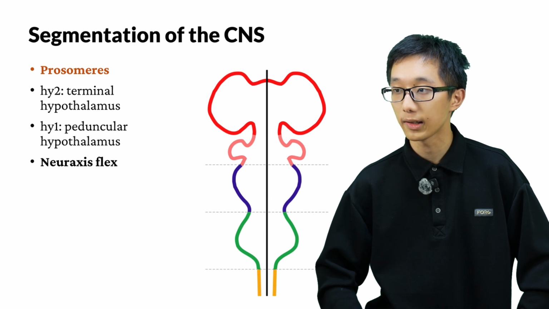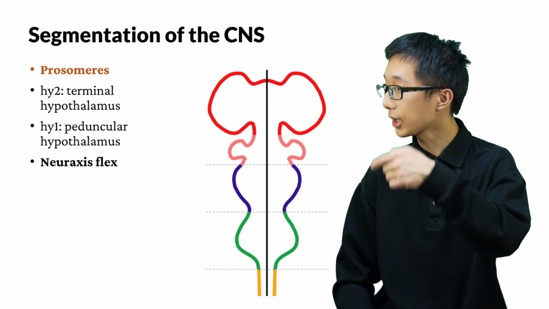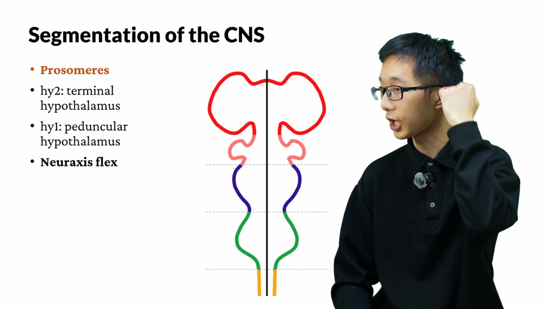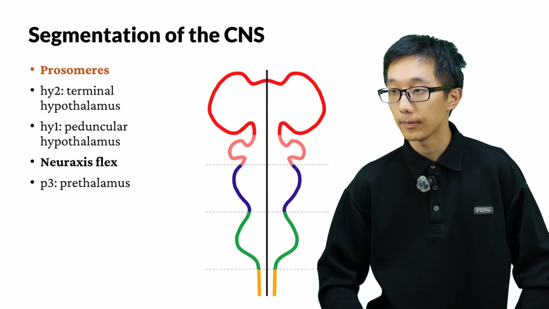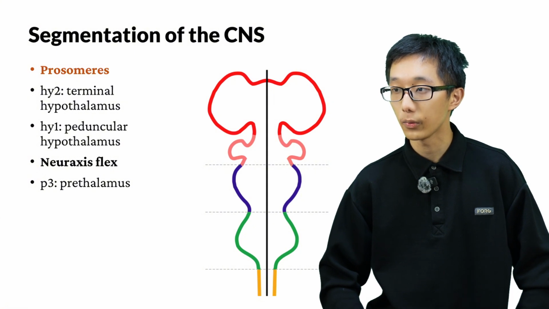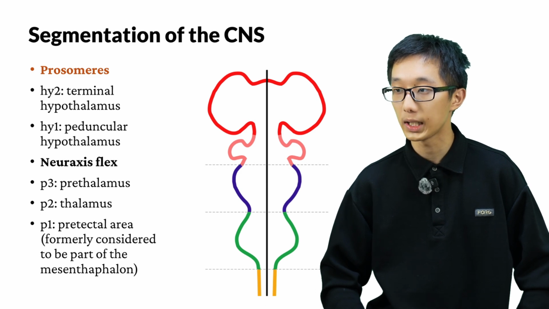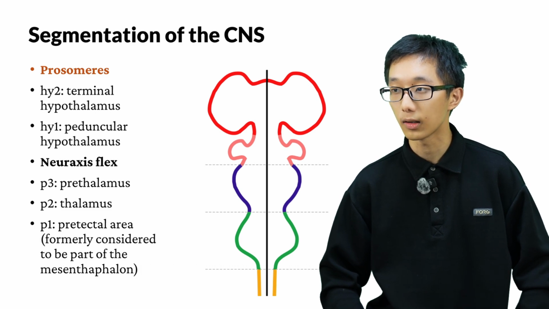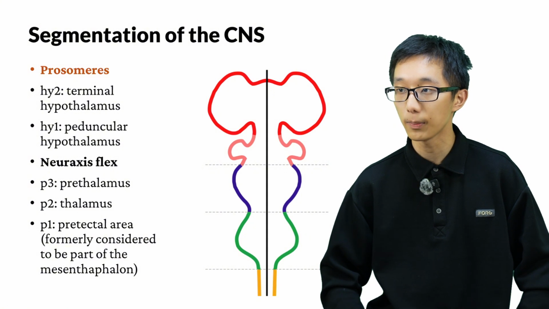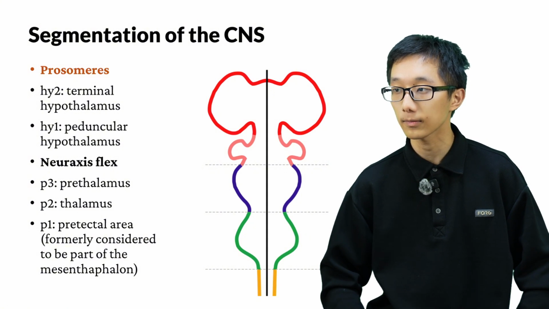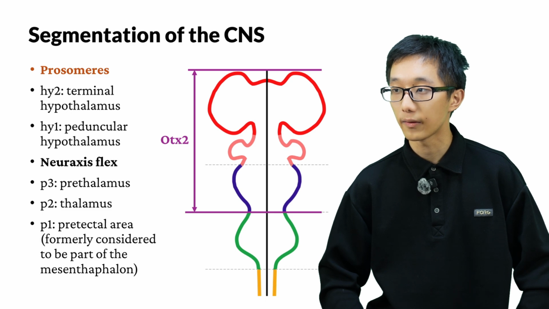Next, there's a neuraxis flex. That is, the direction of our neural axis is changed. After the neuraxis flex, we have P3, which is the prethalamus, P2, which is the thalamus, and P1, the pretectal area. It was formerly considered to be part of the mesencephalon. However, we verified that it has similar gene expression to the prosomeres rather than the mesomeres, so it is actually part of the prosencephalon. The prosencephalon and the mesencephalon are marked by the expression of the gene OTX2.